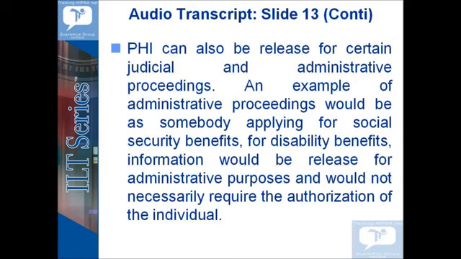PHI can also be released for certain judicial and administrative proceedings. An example of administrative proceedings would be somebody applying for Social Security benefits or disability benefits. Information would be released for administrative purposes and would not necessarily require the authorization of the individual.